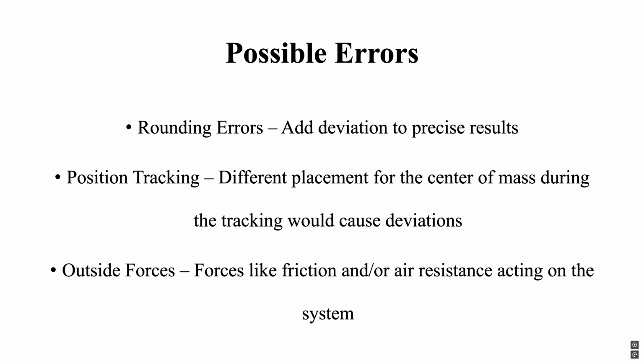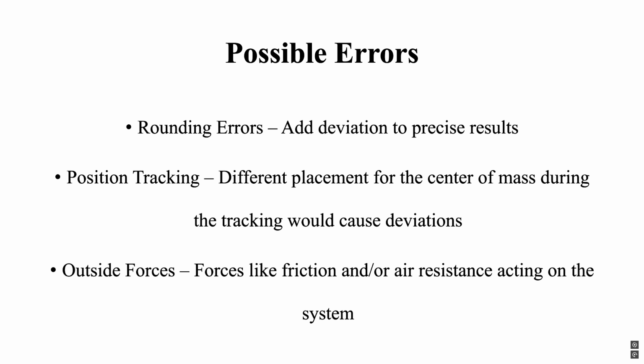Some possible errors include rounding errors, which could add deviation to the results, the position tracking, where different placement for the center of mass during the tracking could cause deviations in the computation, and outside forces, which are things like friction or air resistance that were acting on the system that could have changed the speed or the velocity of the tape.